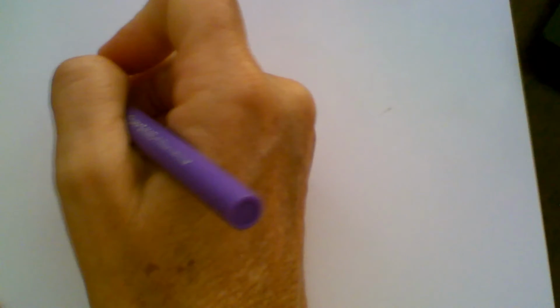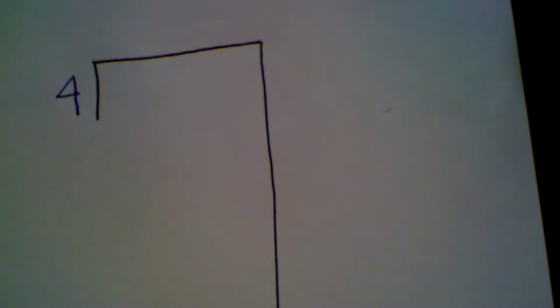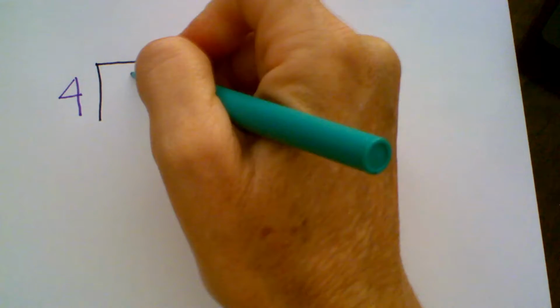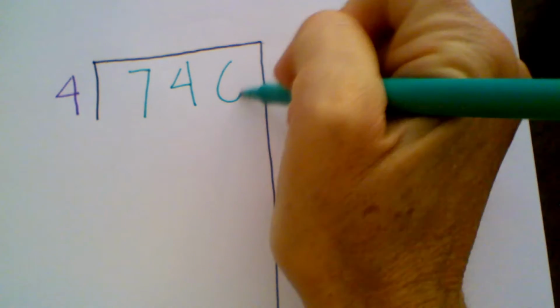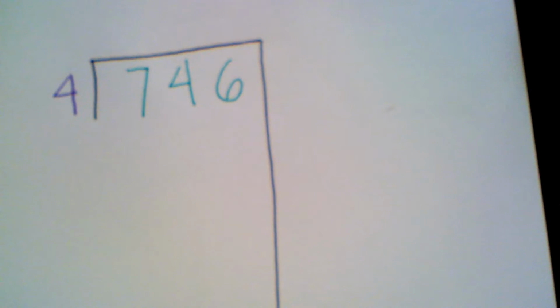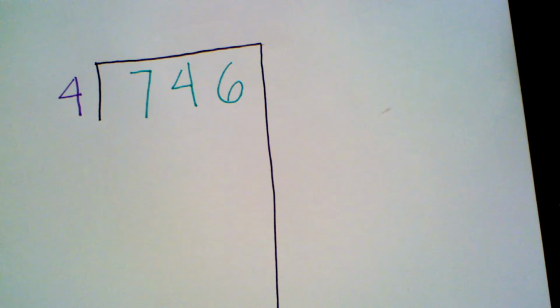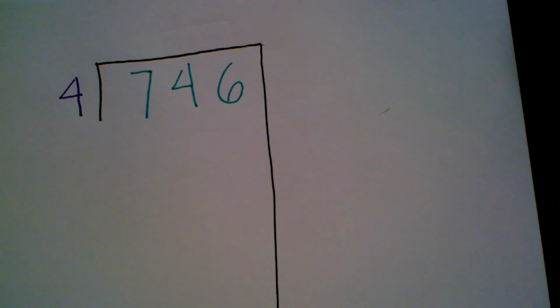Okay, so now we're going to practice a problem, and it is going to be 746 divided by 4. So I'm drawing my little house. I've got my divisor on the outside, which is 4. I'm writing my dividend is 746. Okay? I'm going to think about my easy facts. What are my easy facts for 4?